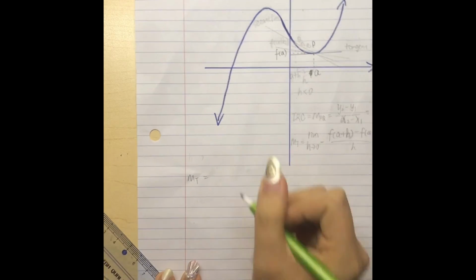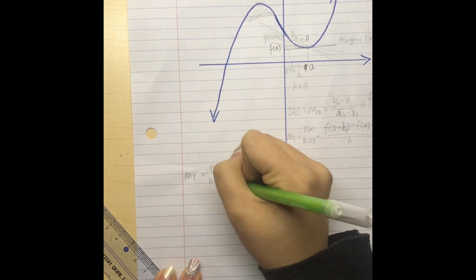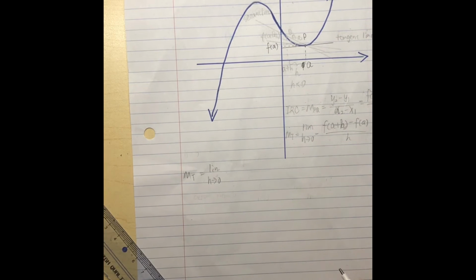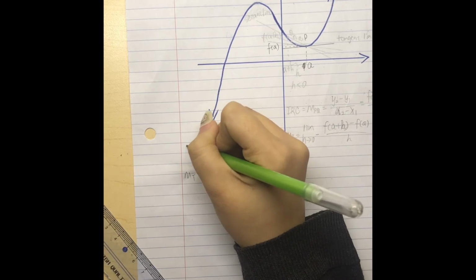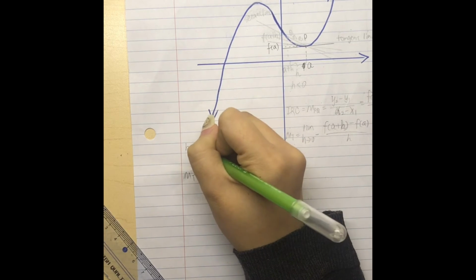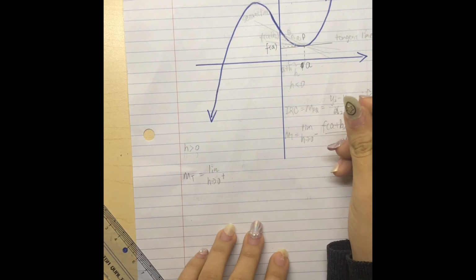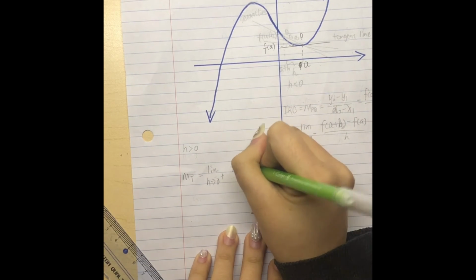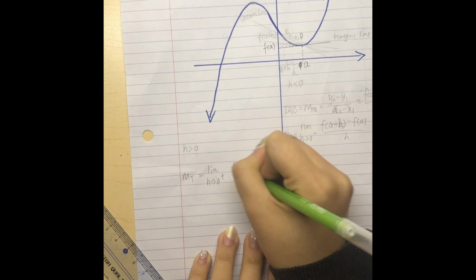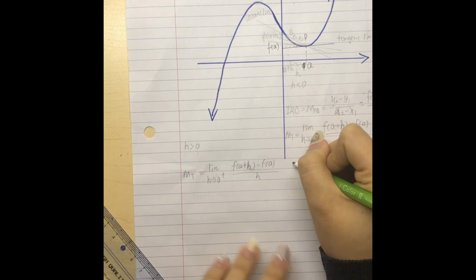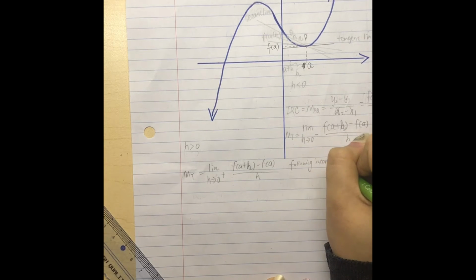It can be deduced that the formula for the following interval is m_T equals the limit as h approaches 0, because the point is to the right of point P. So when h is bigger than 0, this is positive. f(a plus h) minus f(a) over h. This is the formula of the following interval.